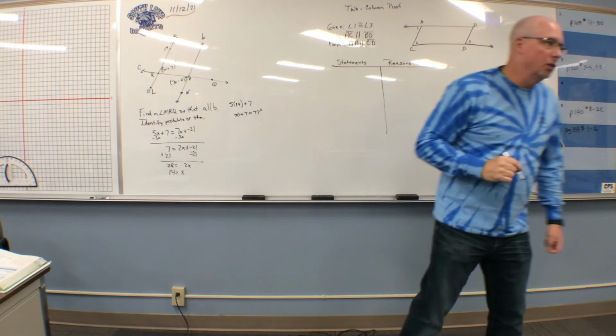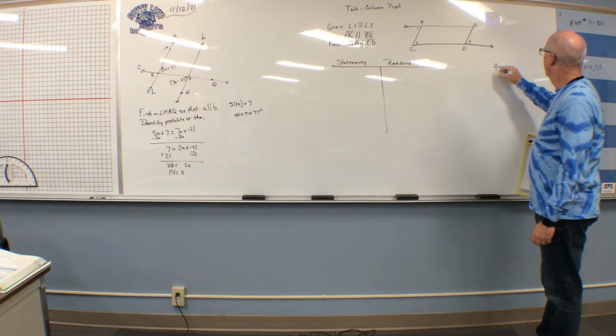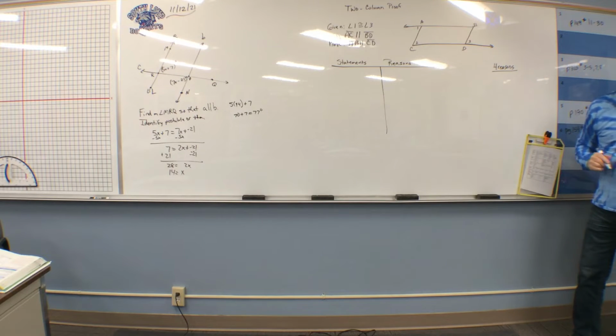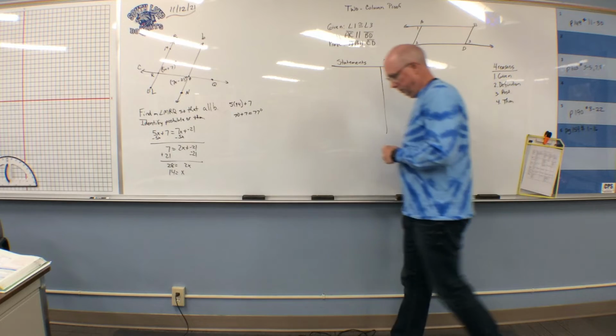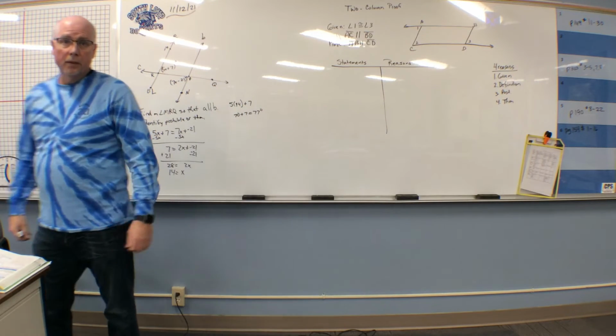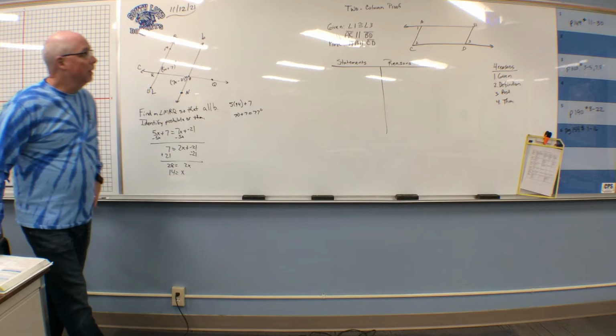Let me tell you, there are 4 reasons. Okay? There are 4 different kinds of reasons. Now this is off to the side. There are 4 reasons. The first one is given. The second one is a definition. The third one is a postulate. And the fourth one is a theorem. Those are the 4 reasons that you can give. Okay? Anything else you cannot give. All right. So let's begin.